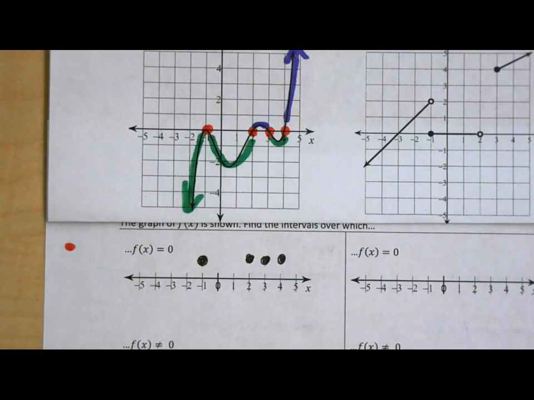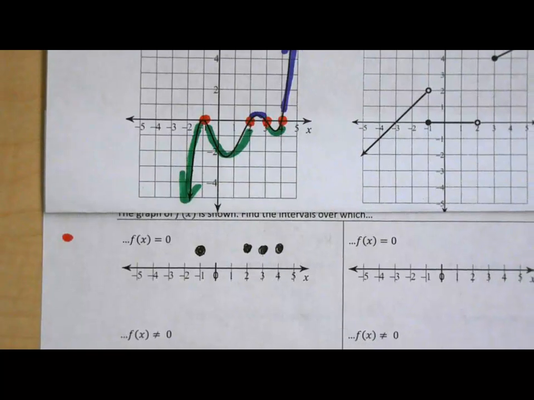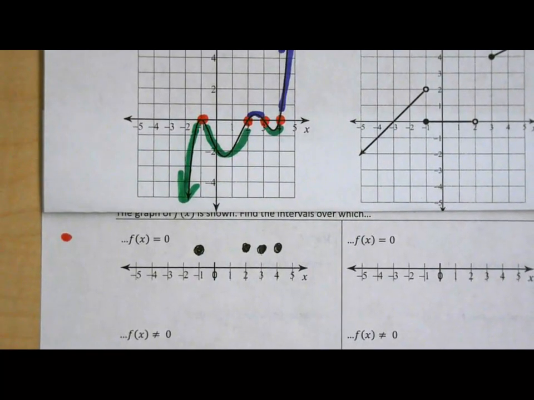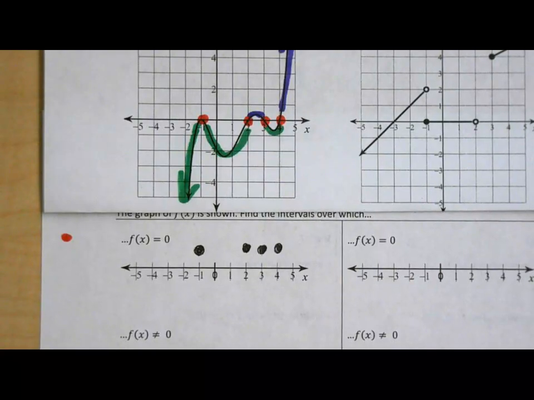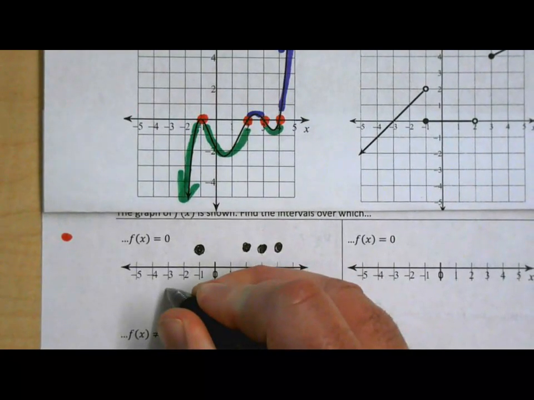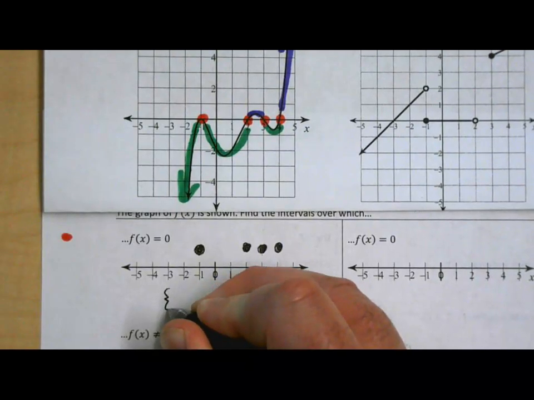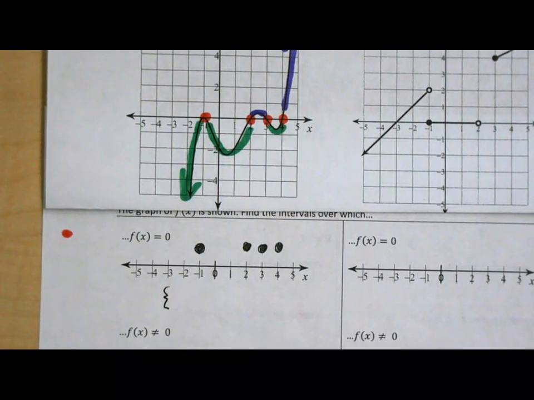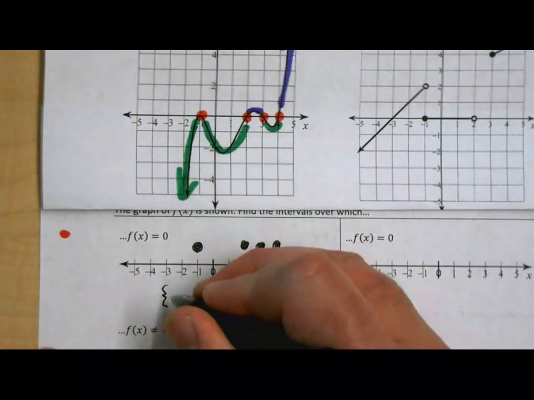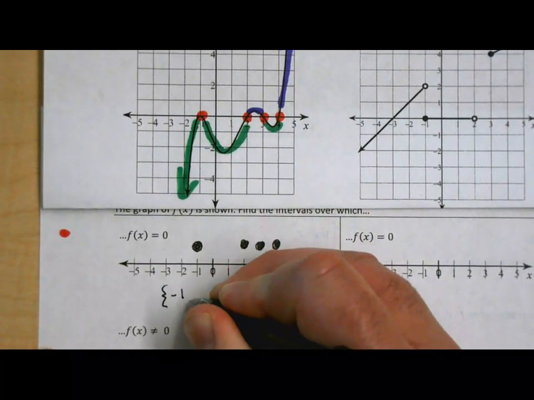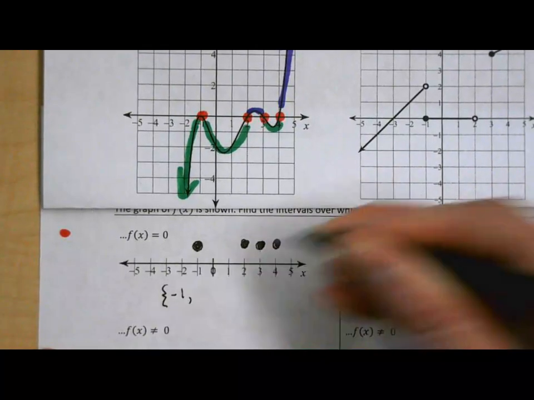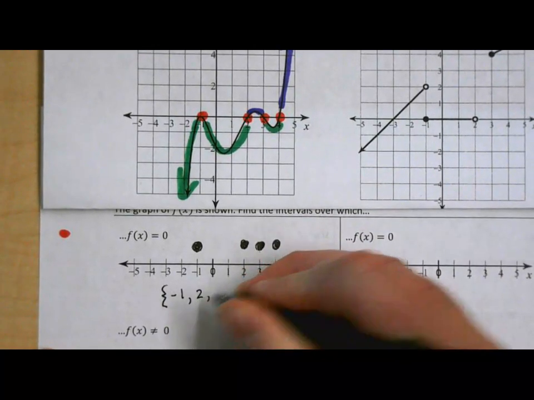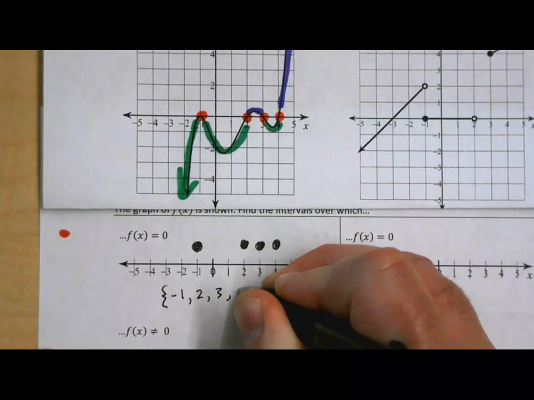All right. In interval notation, when we're talking about discrete points, those single points, we list them inside of curly braces. I don't know the technical name for these things. Do you guys know what those are called? Curly braces for now. Sideways mustaches. And I'm just going to list them from left to right: -1, 2, 3, and 4.